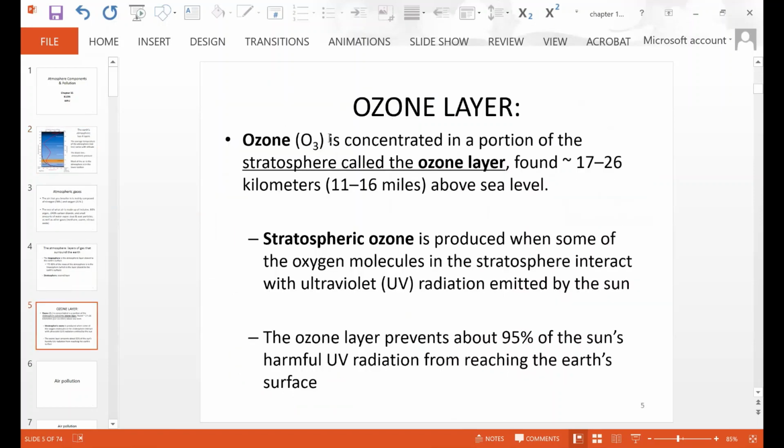Ozone, which is three oxygens, is concentrated in a portion of the stratosphere called the ozone layer, and that is 11 to 16 miles above sea level. And this is stratospheric ozone, and it is produced when some of the oxygen in the atmosphere interacts with ultraviolet radiation emitted by the sun. And the ozone layer prevents about 95% of the sun's harmful UV radiation from reaching the Earth's surface.